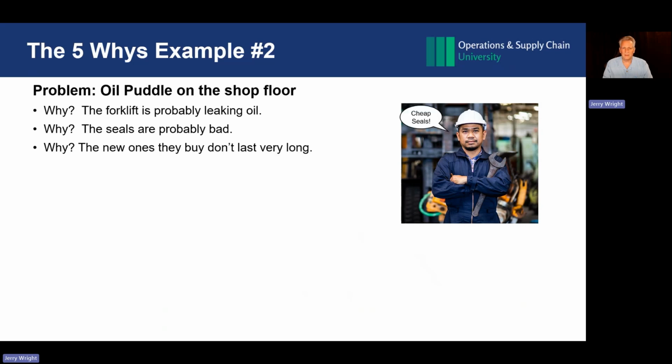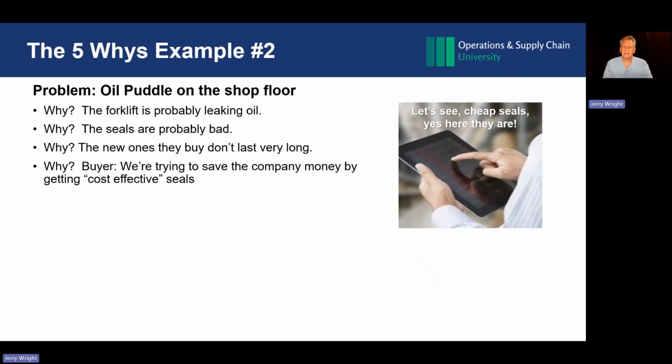And he says, well, the new ones they buy, they don't last very long. They're cheap seals. So we say, we probably need to go to purchasing and find out why they're buying cheap seals. So we do. We go to purchasing. We say, hey, why are you buying cheap seals? And they say, we're trying to save the company money by buying cost-effective seals. Let's see, cheap seals. Yes, here they are. So, the buyers are doing what they're supposed to be doing. So maybe we need to talk to the buyer's management and say, why are we buying cheap seals?